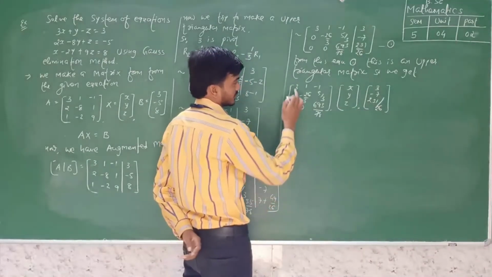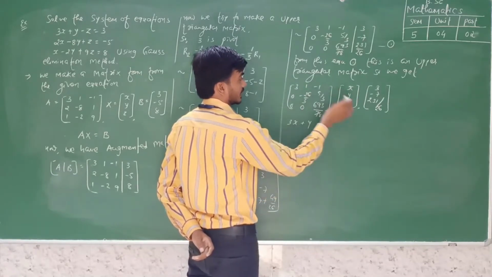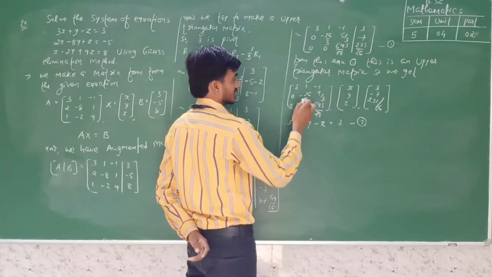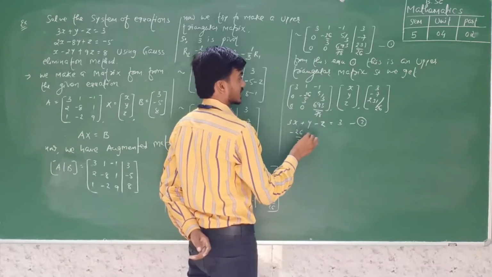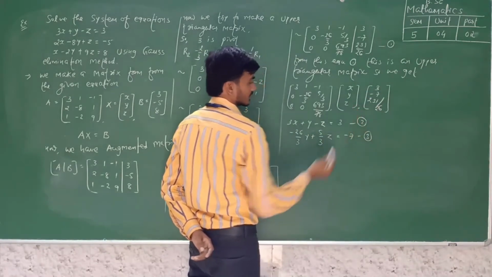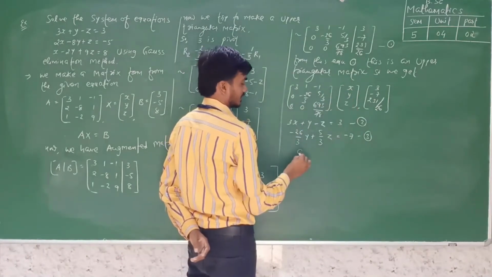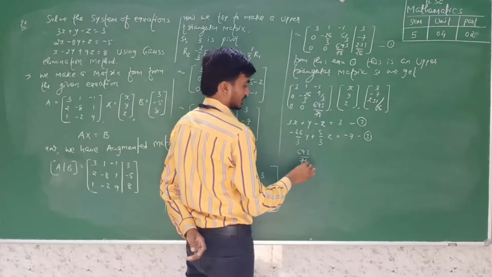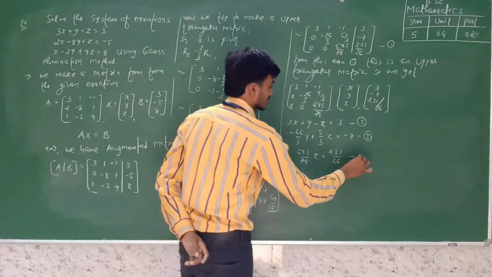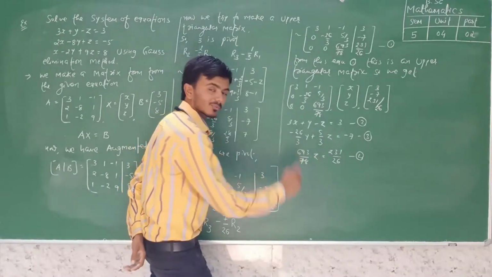Thus the system of equations: 3x plus y minus z is equal to 3. The second equation: 0 into x, minus 26 upon 3 y plus 5 upon 3 z is equal to minus 7. This is equation number 3. 0 into x plus 0 into y plus 693 upon 78 into z is equal to 231 upon 26. This is equation number 4. So now we can get the value of the unknown z.